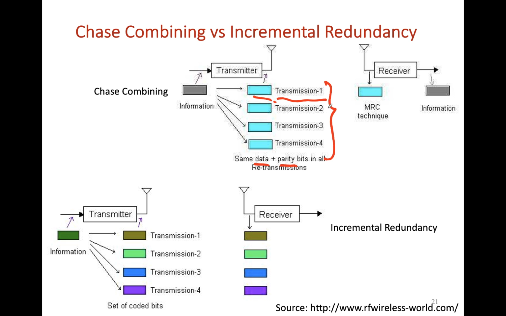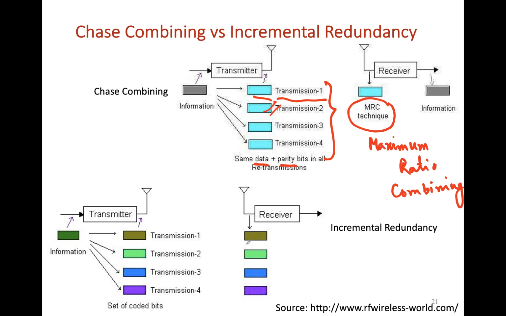Then you do the next transmission, the same thing is repeated, and after the 4 transmissions you combine everything together using this MRC technique, which is called maximum ratio combining, to get back the original information.